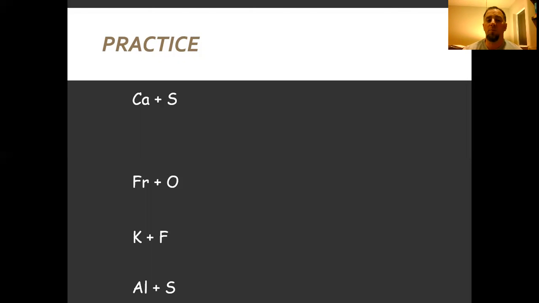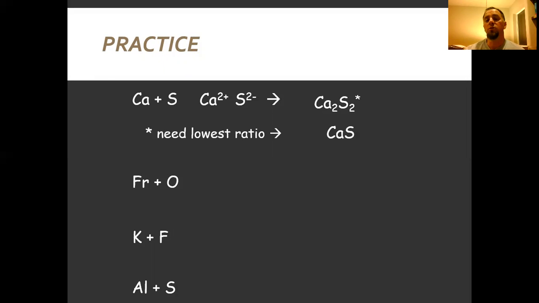All right, now that you've paused the video, let's take a look at these. So calcium and sulfur. Calcium has a 2 plus charge. Sulfur has a 2 minus charge. Once we do our crisscross method, we have 2 calcium and 2 sulfur. However, this can be simplified. We want the lowest ratio. If there are 2 of each, that's going to have the same ratio as if there were 1 of each. So we can reduce that to CaS. So 1 calcium, 1 sulfur.